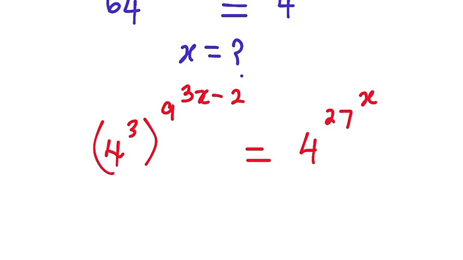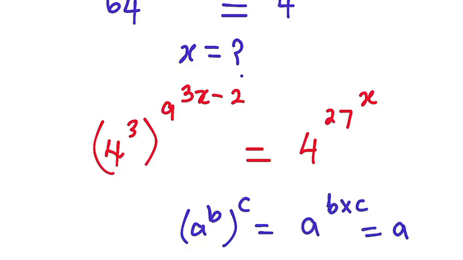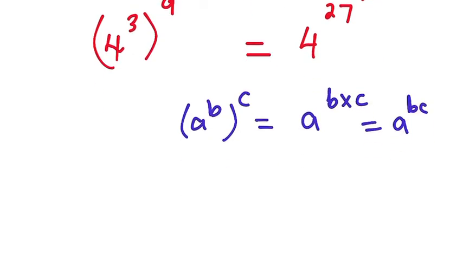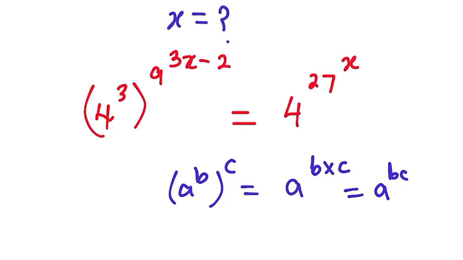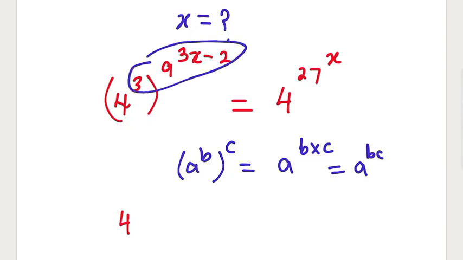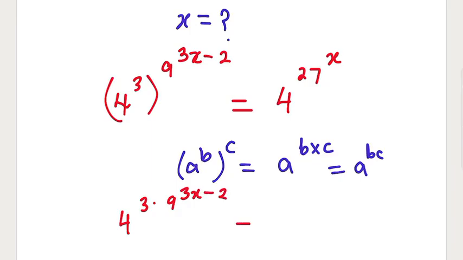When you remember that from the law of indices, if you have a to the power of b, then to the power of c, this is going to be a to the power of b multiplied by c, and we're going to have a to the power of bc. Okay, so we continue from there. We're going to have 4. These 3, we have to multiply this because both of them have powers. So we're going to have 3 multiplying 9 to the power of 3x minus 2, then equals 4 to the power of 27, then to the power of x.